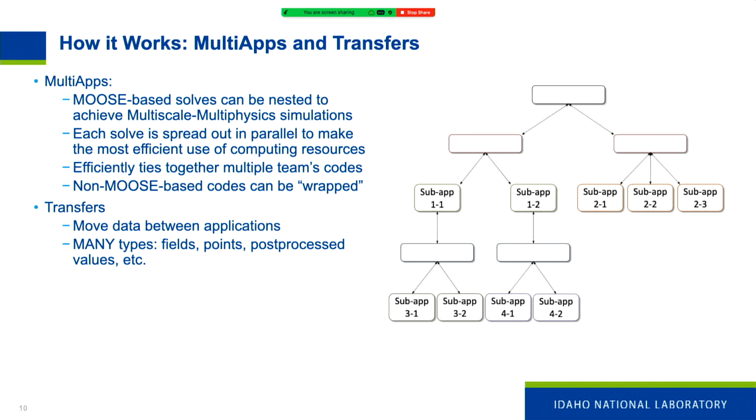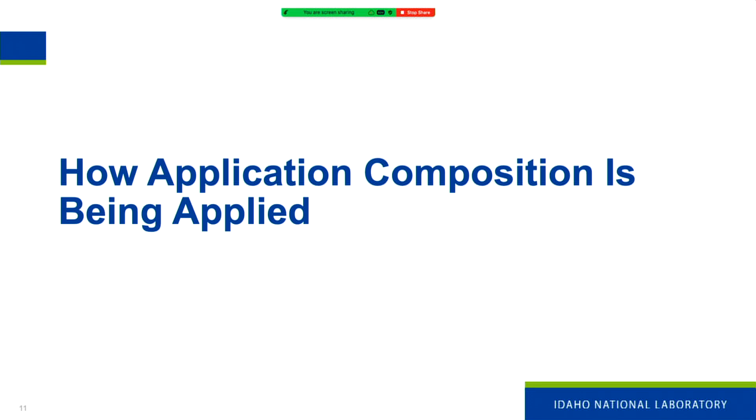And all this happens in parallel, in memory, using MPI for all the communication. And there's nothing that you, as a user of MOOSE, have to write to enable this. You don't even have to modify your code at all in order for it to participate in a MultiApp solve like this. Okay, so that's the idea. We use MultiApps and transfers, and we want to tie together multiple MOOSE-based applications and go after these complex simulations.